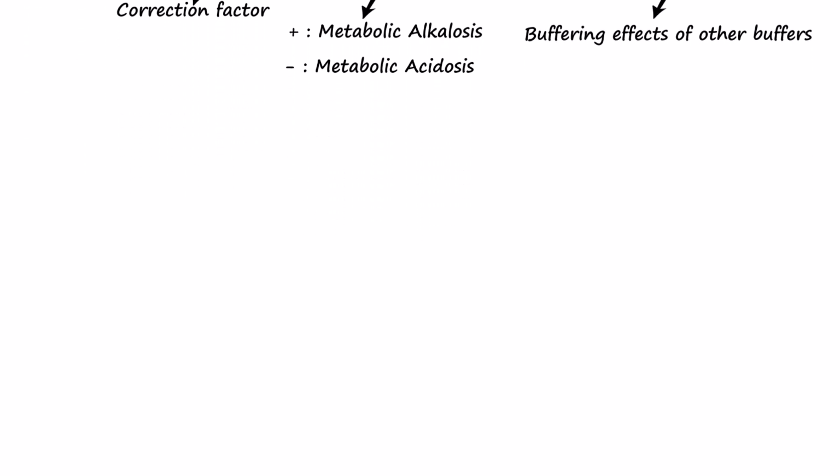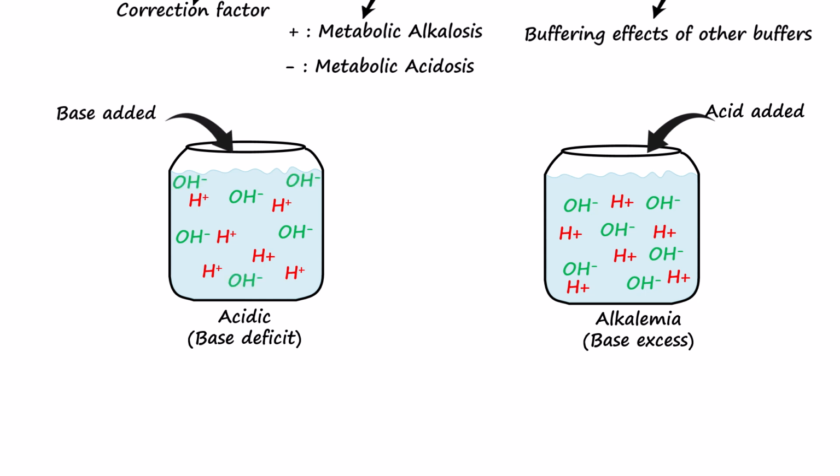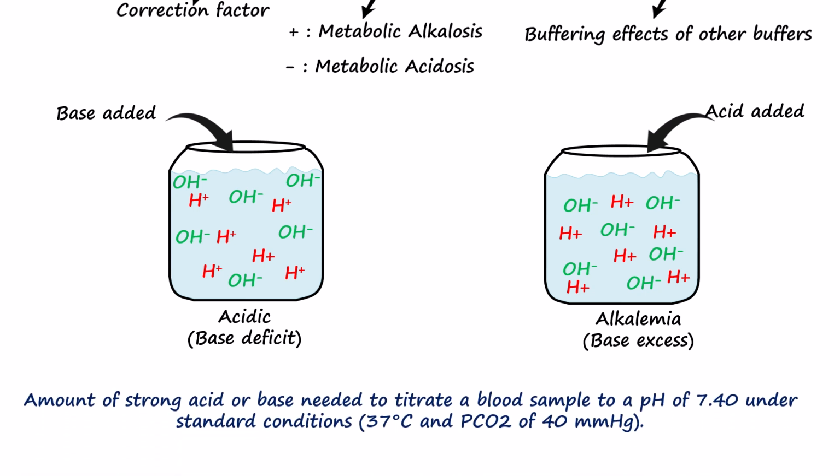And prior to this formula, experiments were used to measure the amount of acid or base added to normalize the pH to 7.4. If the acid was added, it was called base excess, and if base had to be added, then it was called base deficit. This is the reason why the base excess or deficit is defined as the amount of strong acid or base needed to titrate a blood sample to a pH of 7.4 under standard conditions of 37 degrees Celsius temperature and PaCO2 of 40 mmHg.